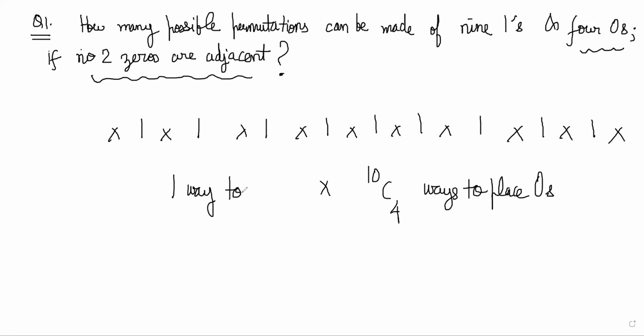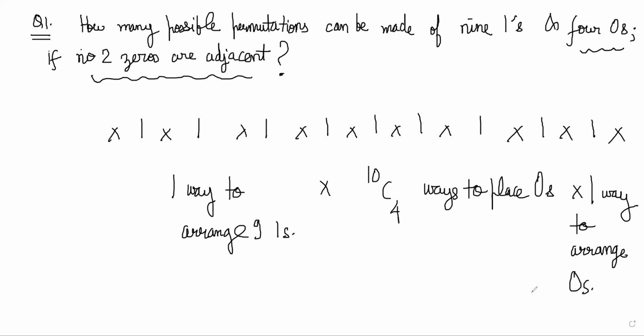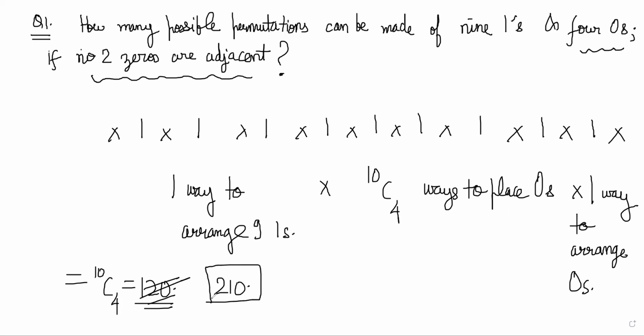right? One way to arrange 9 ones, 10C4 ways to place zeros, and one way to arrange zeros, because the zeros are identical, so there is no other way to arrange them. So the total answer is simply 10C4, which is 120. Not 120, actually it is 210. 10C4 is 210. That was a pretty easy problem, but you have to get the idea of what can be arranged and what can't, and how to separate them out so that they are non-adjacent zeros. Let's look at the next problem.